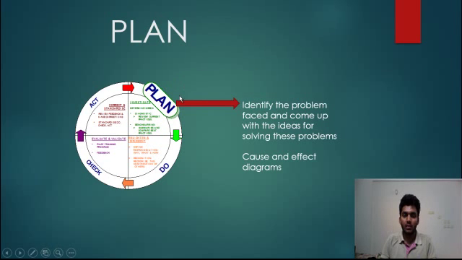Coming to the plan phase, in this phase, the problems are identified by using several techniques like cause and effect diagrams, flow charts, Pareto analysis, and brainstorming, and some other techniques which will be covered later in the slides. And these problems are identified and the solutions are to be designed.